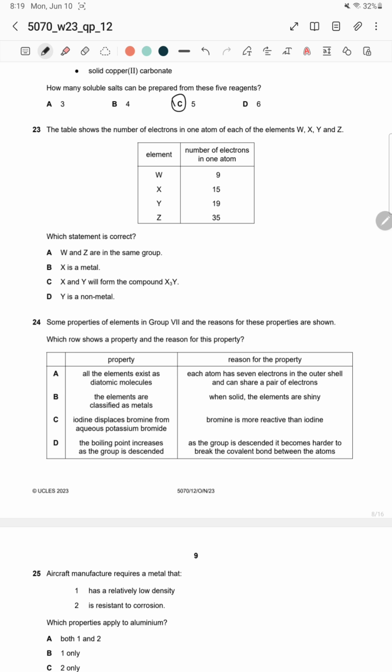The table shows the number of electrons in one atom of each of the elements W, X, Y and Z. Which statement is correct? W and Z are in the same group. So you will use the magic number to write their electronic configuration. For 9 the configuration will be 2, 7. And for Z the configuration will be 2, 8, 8.